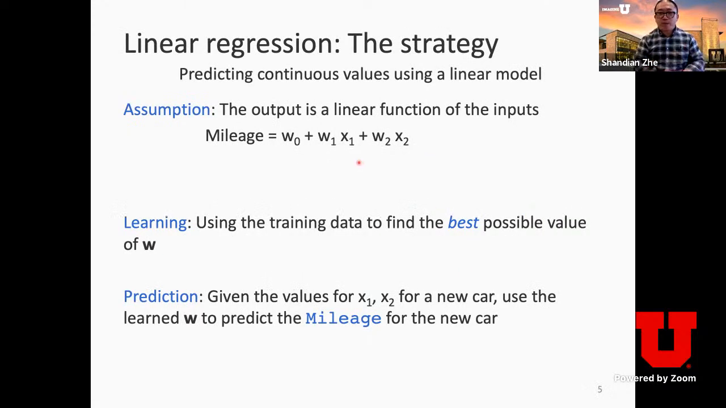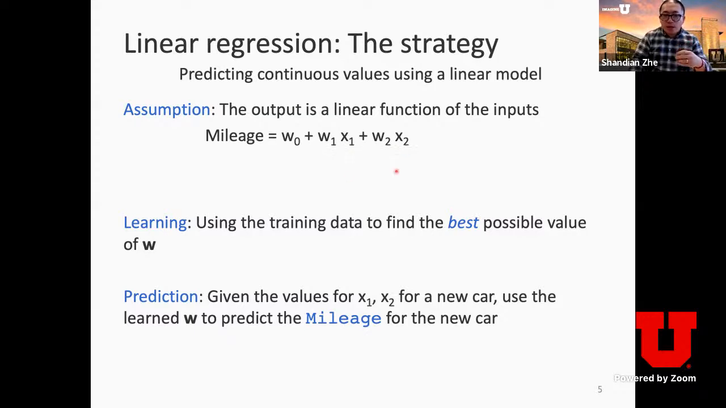And what is linear regression? As the name suggests, we're going to predict continuous values using a linear model. So how do we define the model? We assume the output, the continuous output, is a linear function of the input features. In our case, we have two features, the weight and age. So we assume the mileage is some bias term, W0, which we use just for convenience, plus W1 times X1 plus W2 times X2.